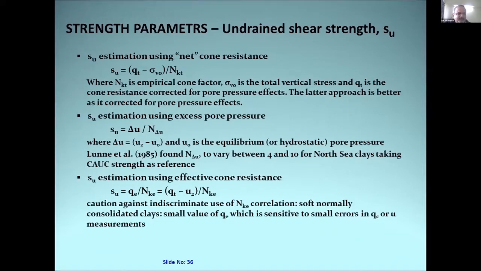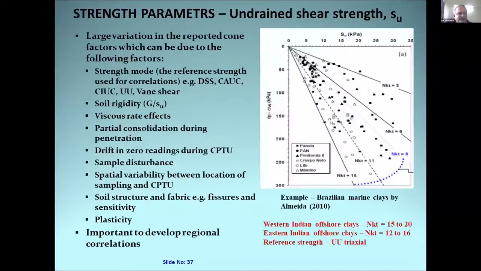Su estimation using excess pore pressure. Again, you can see delta u is actually the difference between pore pressure measured behind the cone and the ambient pore pressure, the equilibrium hydrostatic pore pressure. This is especially used when the soils are very soft, and it gives good results in that. Su estimation using effective cone resistance is not normally used in offshore practice. Only the first two are used in offshore practice.